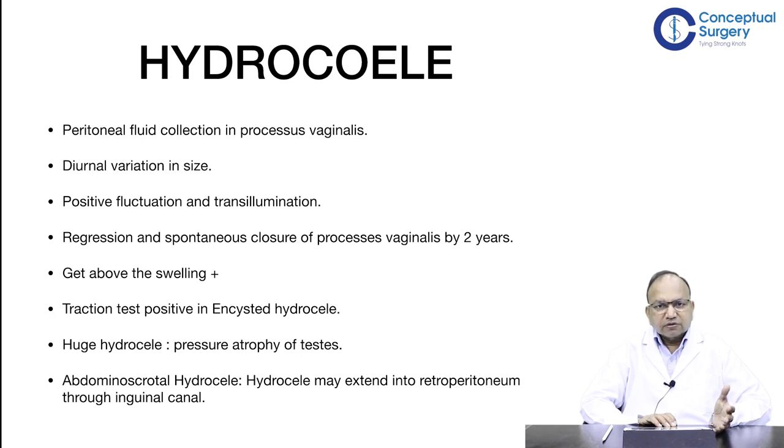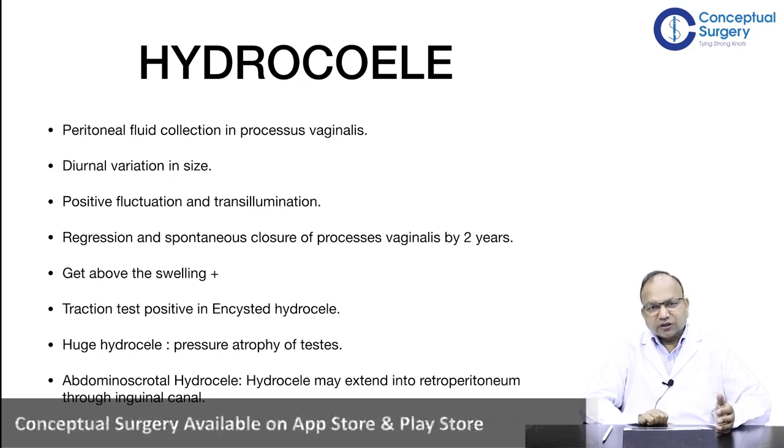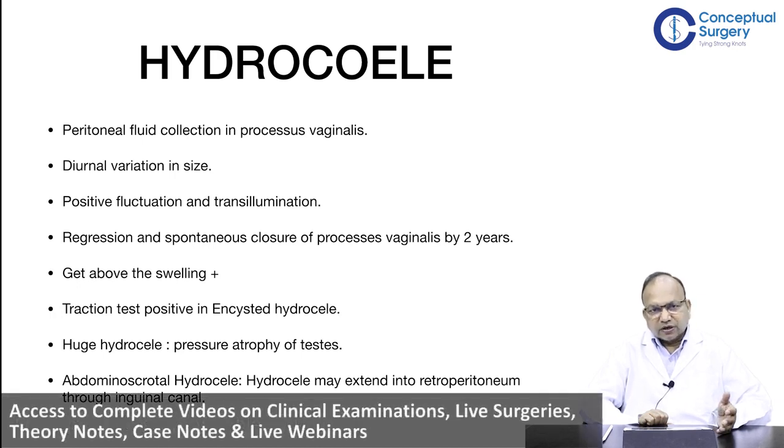So the fluid collects only in the part of the processus vaginalis, and therefore the testis below this will be eminently palpable, and then as you pull the testis down, the processus vaginalis will also be pulled down, and so will the swelling be pulled down, and therefore you can do a traction test. If you put traction on the testis, the swelling will also come down. Just like in neck swellings, you have a thyroglossal cyst which moves with deglutition because of its typical facial attachments.